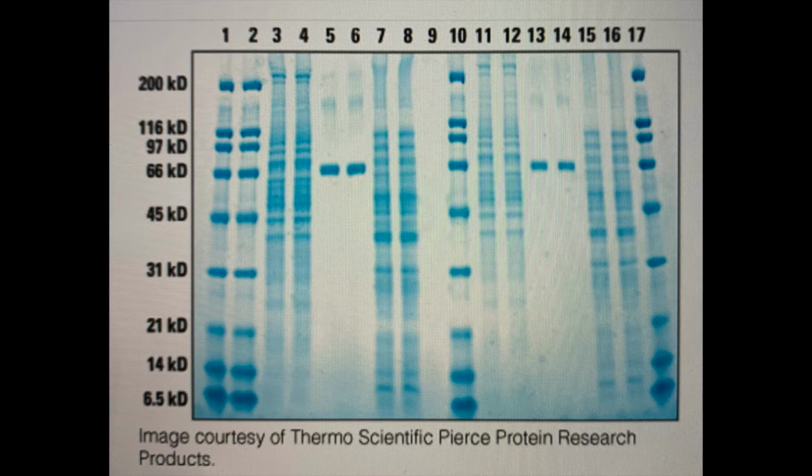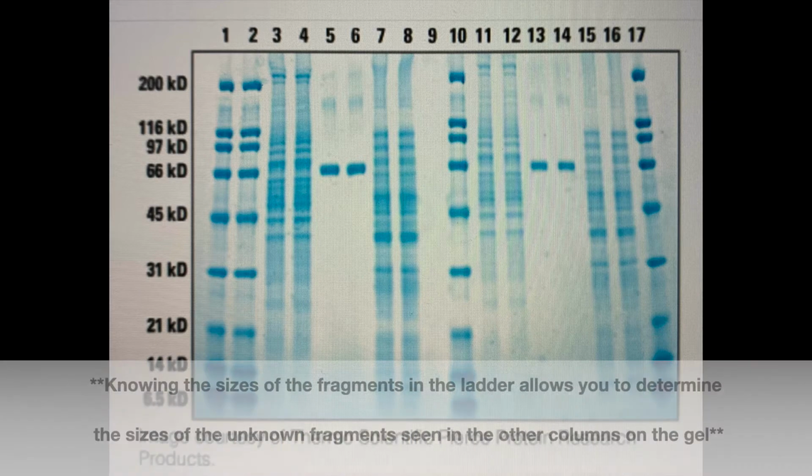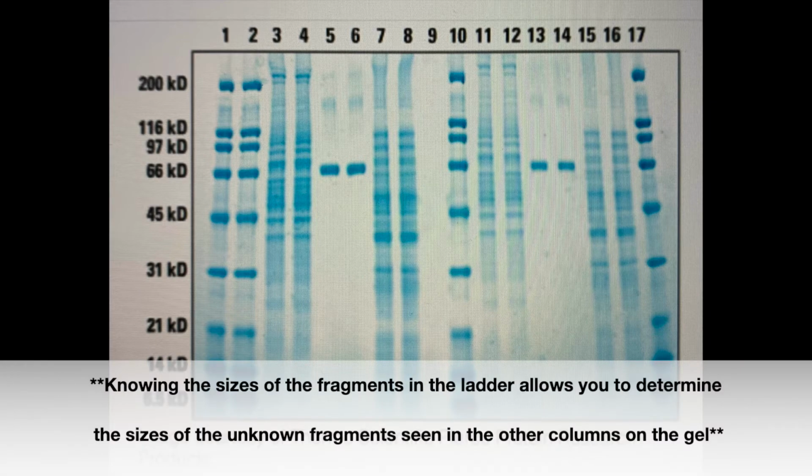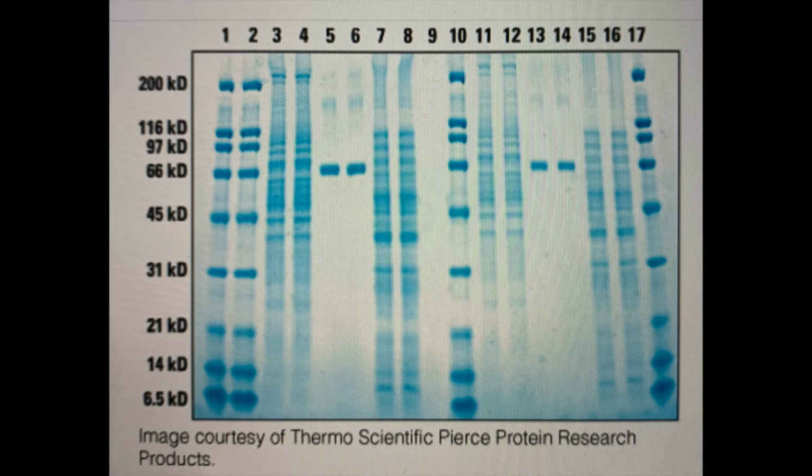In this sample that I've shown you, you can see in lanes 1 and 2, there is a ladder that has been added. In the ladder, fragments of the DNA are of known sizes. You can see the first one is about 200 kD, while the last one is about 6.5 kD. This shows you that the smaller the fragment, the further it's going to travel through this gel.